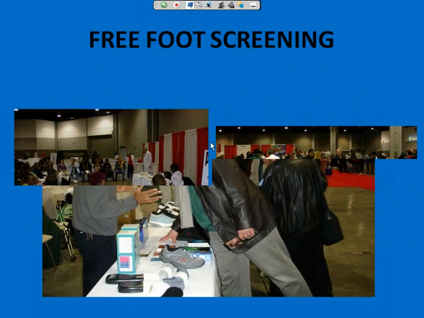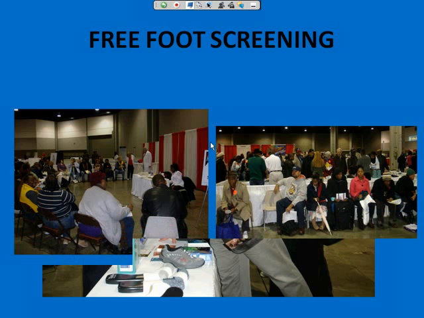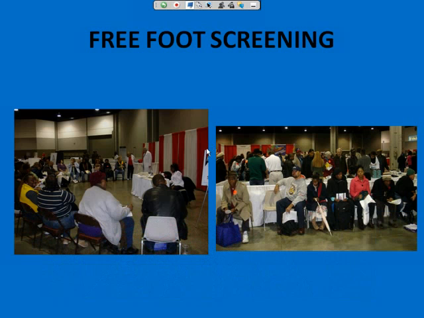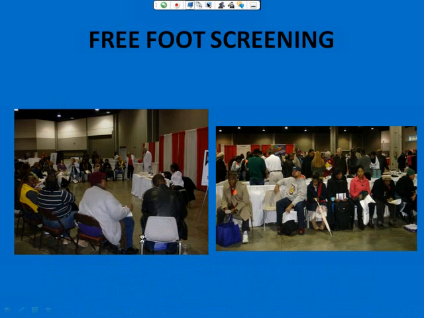And a lot of times, especially with the diabetic meetings that I have participated in, doing free scanning. And you can see all of these people sitting around waiting to have their feet scanned, going through the diabetic screening. And this is very simple to do. It doesn't take long, but you have had that one-on-one contact with that individual.